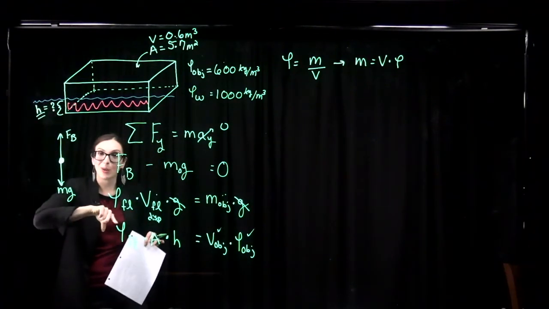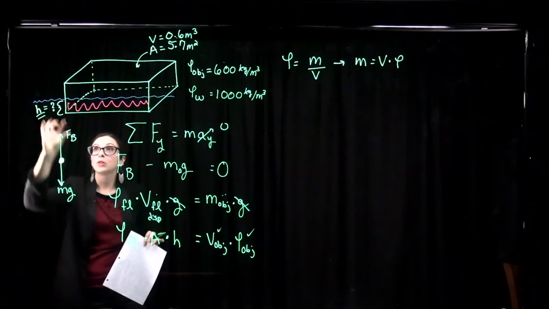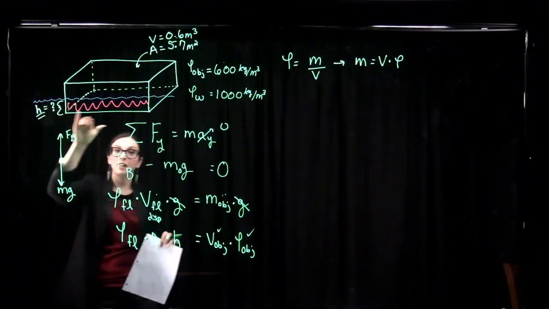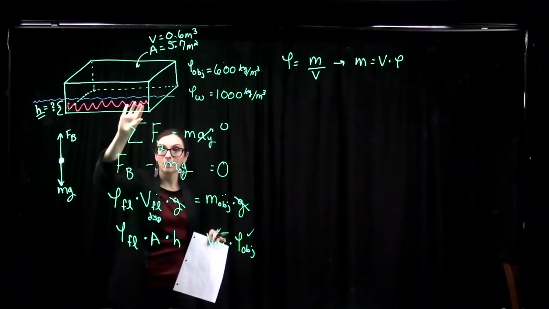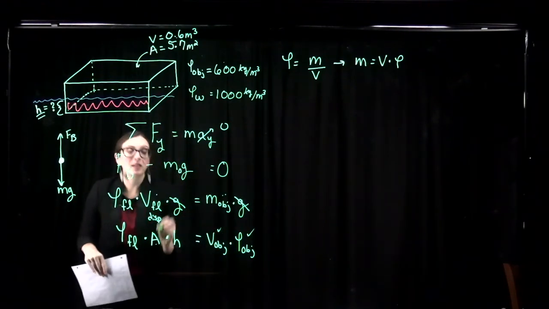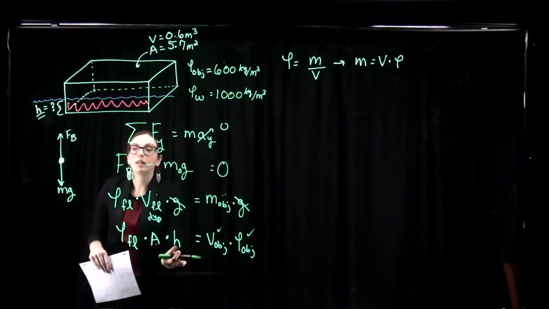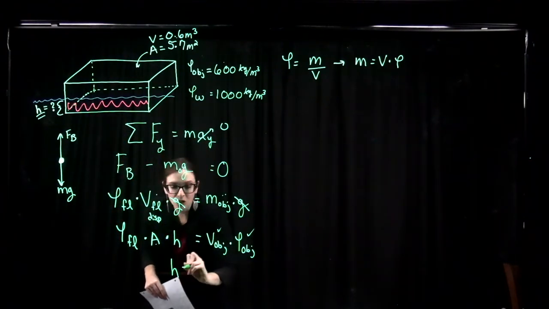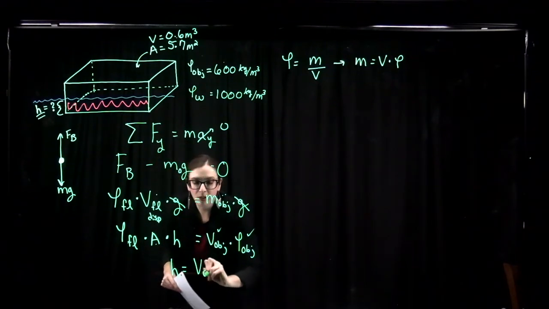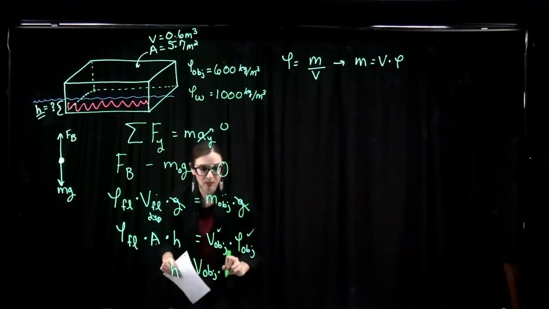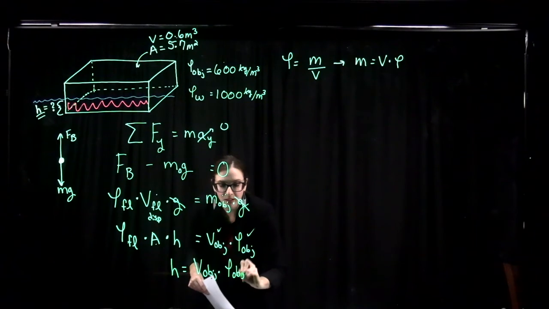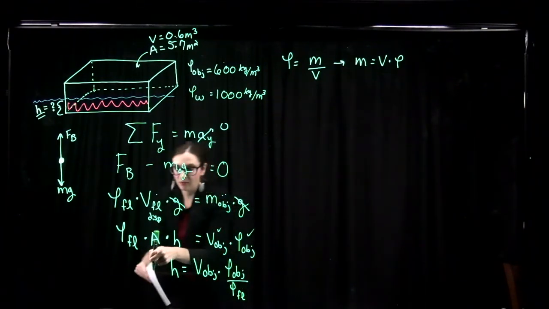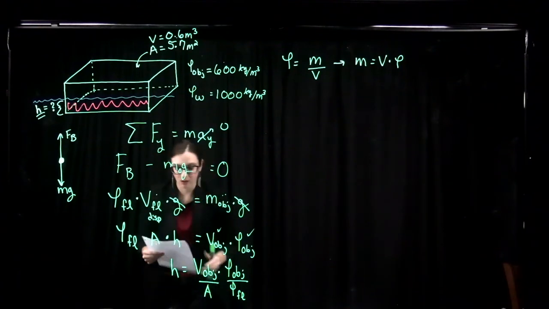And then we just solve this equation for h. Remember that the volume of a cube or a rectangular prism is length times width times height. So that's our volume. We've got the area, which is the length times the width, and then we've got the height right here. So we solve this equation for h. h is then equal to the volume of my object times the density of my object divided by the density of the fluid, and we also have to divide by this cross-sectional area too.